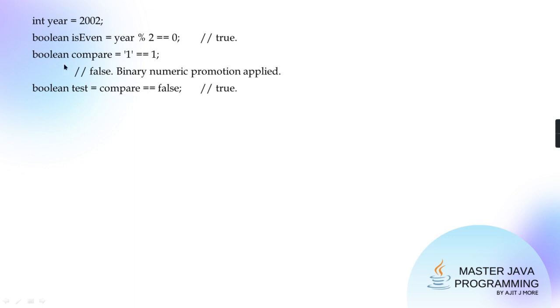What is the data type of compare? Boolean. And false is Boolean. Boolean and Boolean is allowed, no? I told you, primitive data types are allowed. But in that, either both should be Boolean or both should be non-Boolean. Non-Boolean means numeric type, and if it is non-Boolean, then appropriate promotions are done. Here the question of promotion doesn't arise.